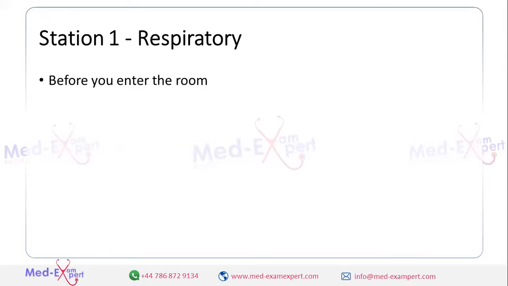So station one, what we're going to discuss is the respiratory station. Before you enter station one, you will have 5 minutes. Now there could be two scenarios. One, you are starting with station one. A second scenario is you have come from station 5. Station 5 is a bit more intense because you are given 2 brief clinical consultations. So you might not have done well in one of the stations, and you may be a bit worried coming to station 1.